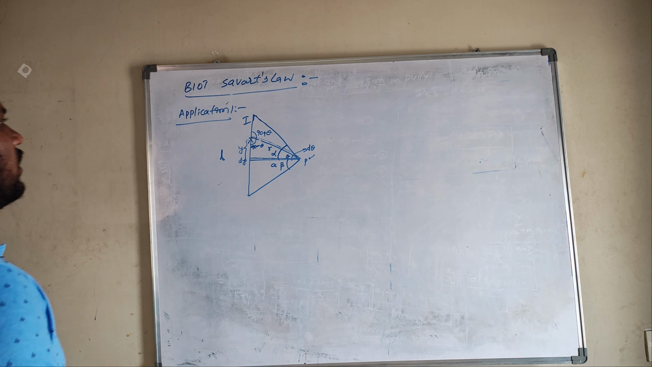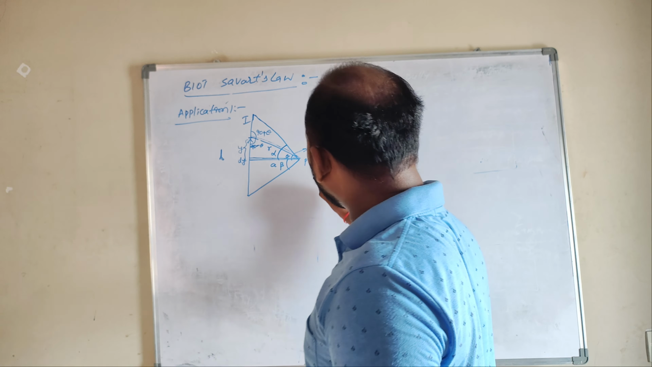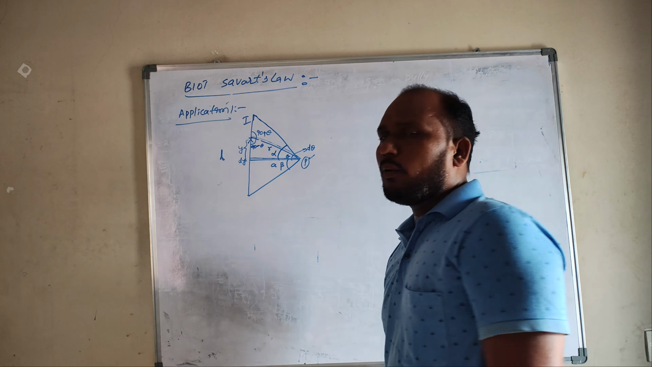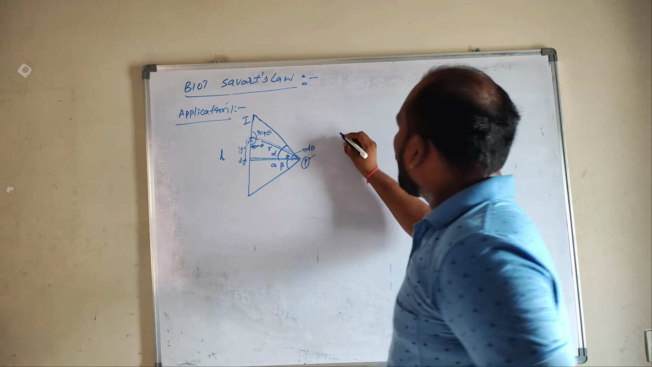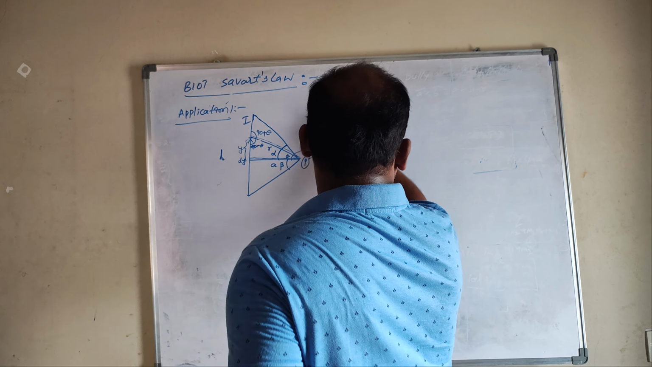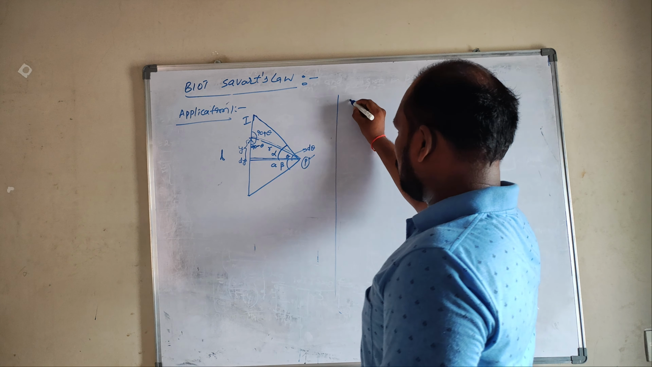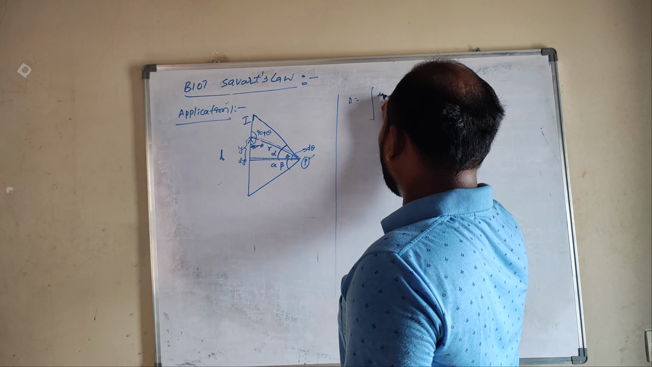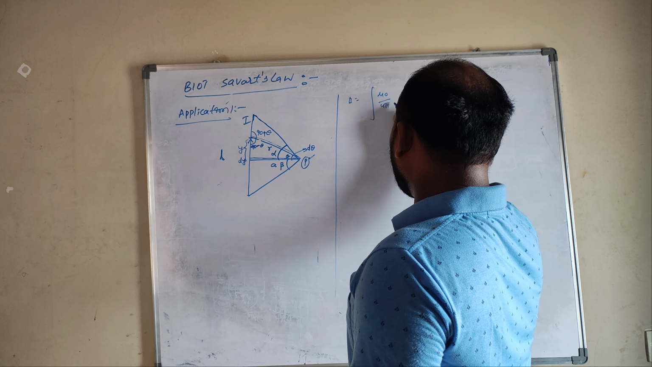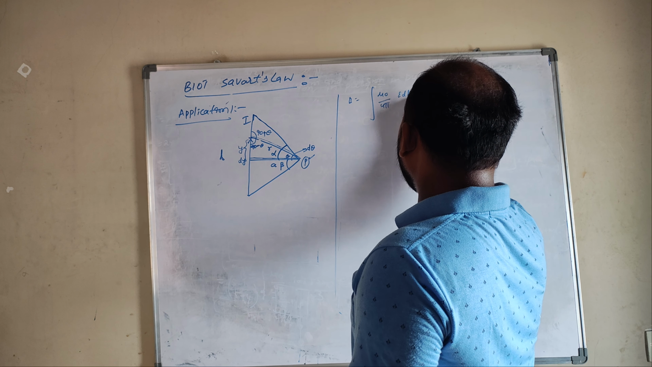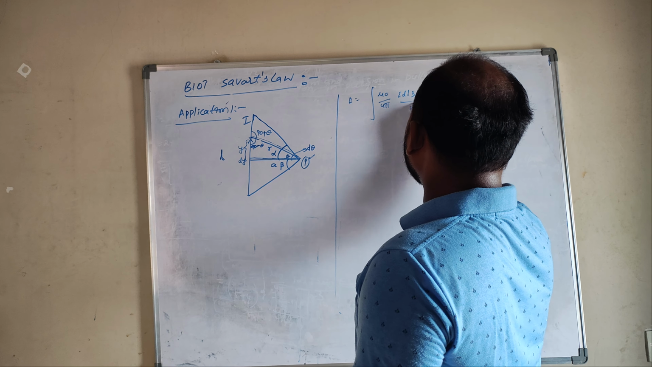So now I want to find out how much magnetic field is experienced by this particle. What is the formula, guys? What is the Biot-Savart law? Just learn the Biot-Savart law. What is the Biot-Savart law formula? B is equal to the integral of mu naught by 4 pi, I dl sin theta by r square.